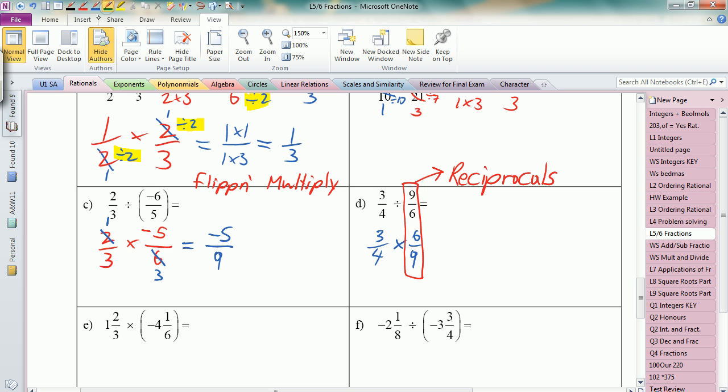Okay. Now go ahead, cancel. If you can, cancel. This one's a bit special, and then reduce. Okay, so this one's a little bit weird. The 3 and the 9 divide by 3: 1 and 3. The 4 and the 6 divide by 2: 2 and 3. Can we do anything else? 3 and 3. This one's special.